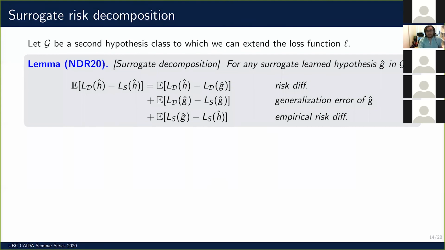Then we can write down the surrogate decomposition for our learned hypothesis H hat in terms of a learned hypothesis G hat from G. And it's just this trivial bit of arithmetic. And it says that we can partition the generalization error of the learned hypothesis H hat into three parts. The middle part is the generalization error of the surrogate. So we're no longer going to aim to have H have uniform convergence. We're going to instead aim for G hat to be in a uniform convergence class, or an SGC class. And then we have these two approximation error terms. One is the difference of the true risks between H hat and G hat, and one is the difference between the empirical risks of H hat and G hat.